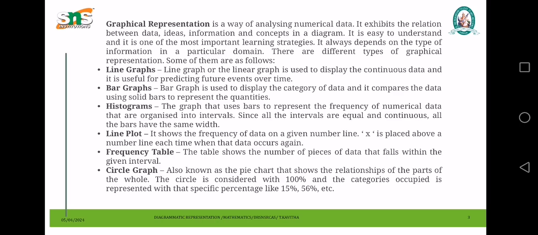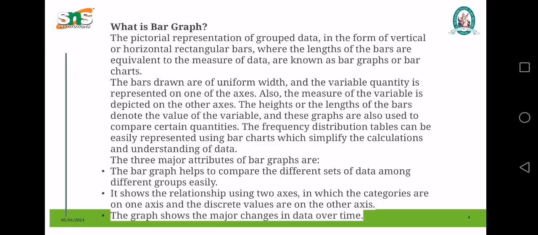Circle graph, also known as the pie chart, shows the relationship of the parts to the whole. The circle is considered as 100% and the categories occupied are represented with specific percentages like 50%, 56%, etc.